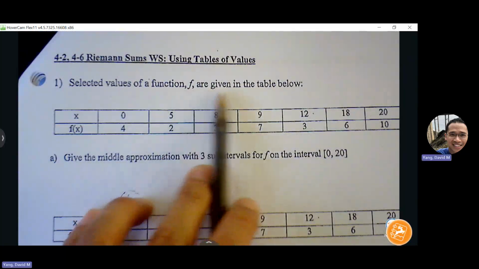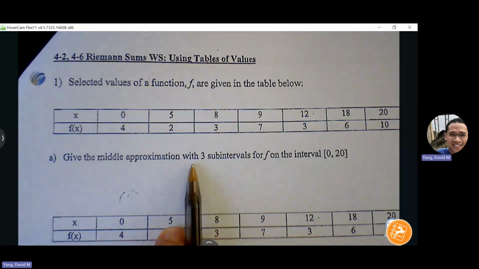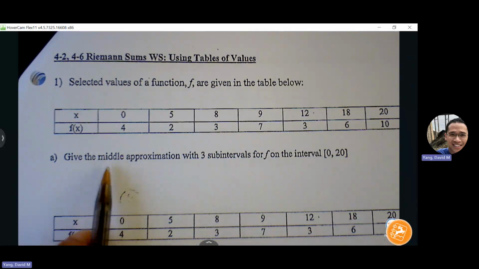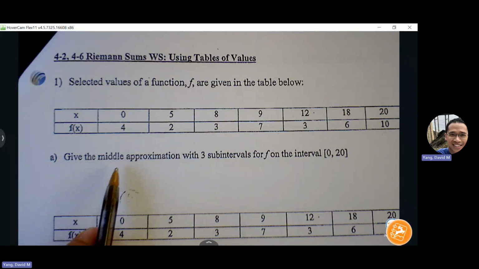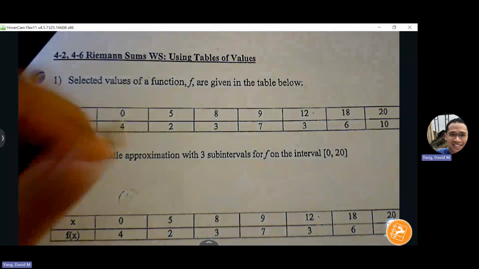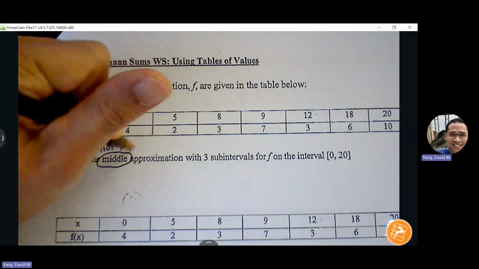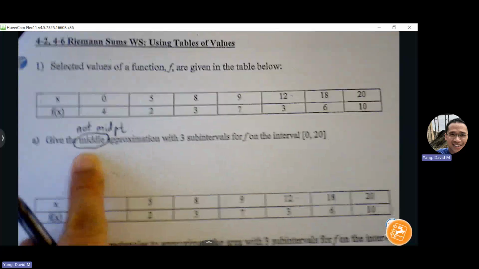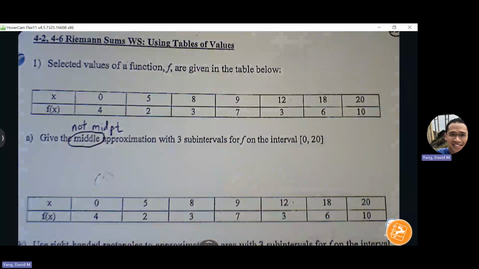Okay, so it says select values of a function are given. Part A says give the middle approximation with 3 subintervals on the interval from 0 to 20. Now, I want to make sure that we understand middle approximation doesn't mean midpoint. It just means whatever data is in the middle of your ordered pairs. A lot of times it's not going to be midpoint, right? But there's a very specific way that they're going to ask you to get the data for a middle approximation versus a left-handed rectangle versus a right-handed rectangle.